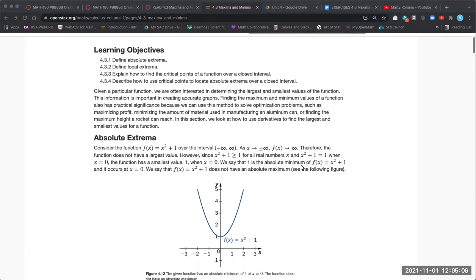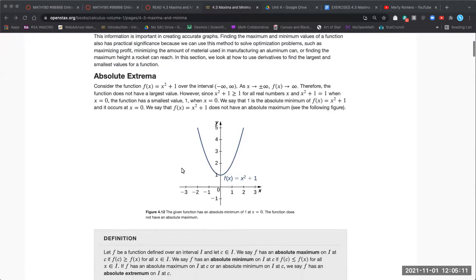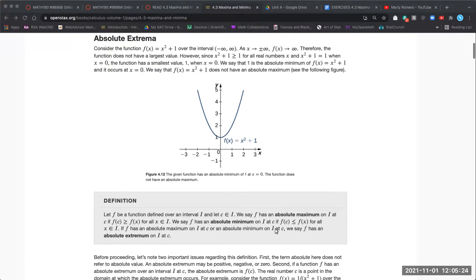So looking at this first situation, you get an example of a continuous function, and you see that there is some value that is the lowest, and that would be called the absolute minimum. And again, we're talking about extrema as we think about it in that term. Extrema represents a minimum, or it also represents a maximum.